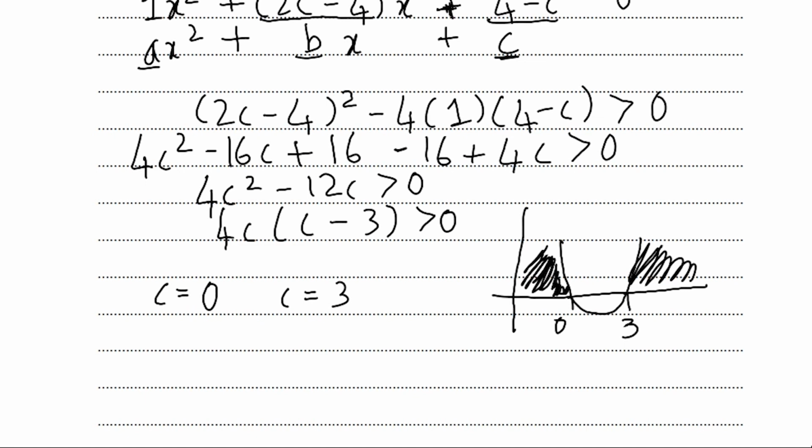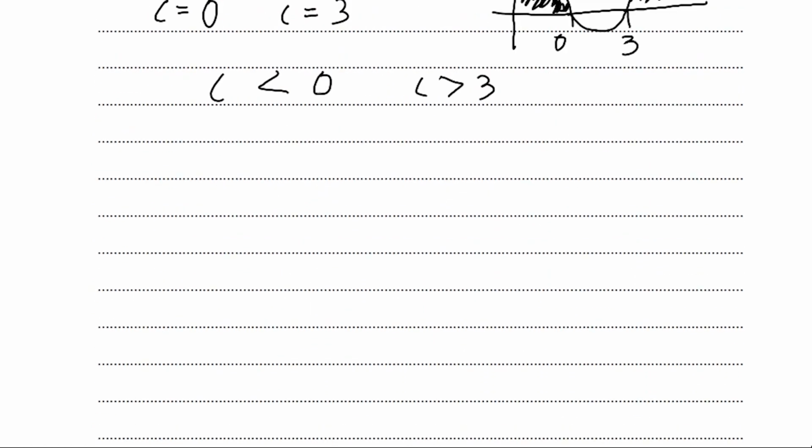In this case, we'll have the answer c is less than 0 and c is greater than 3, because we have to find the values of y which are greater than 0, and in this case y is greater than 0 when c is less than 0 or c is greater than 3. So we have the answer c is less than 0 or c is greater than 3. Moving on to question number 3.